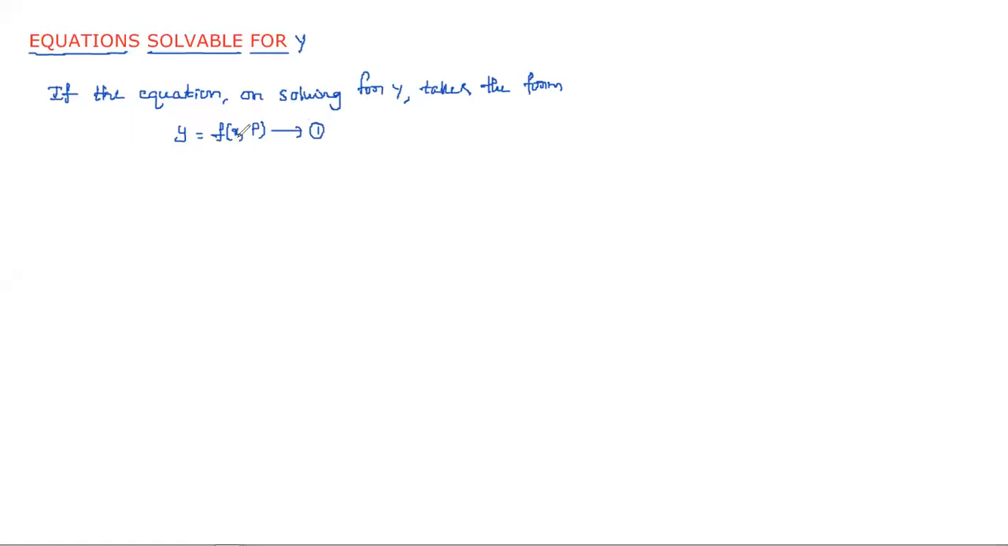It means that if you are applying solvable for y, first you need to keep y on the left side and take all the remaining terms to the right hand side. Let it be taken as equation 1.